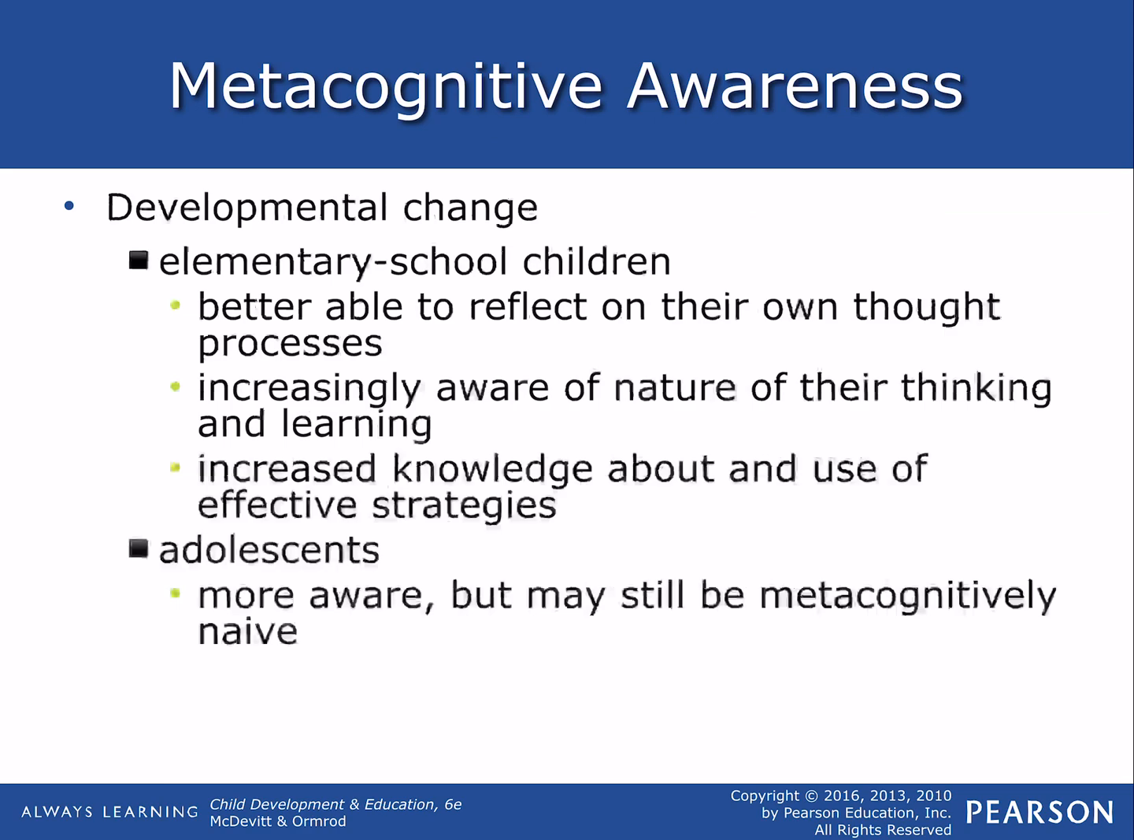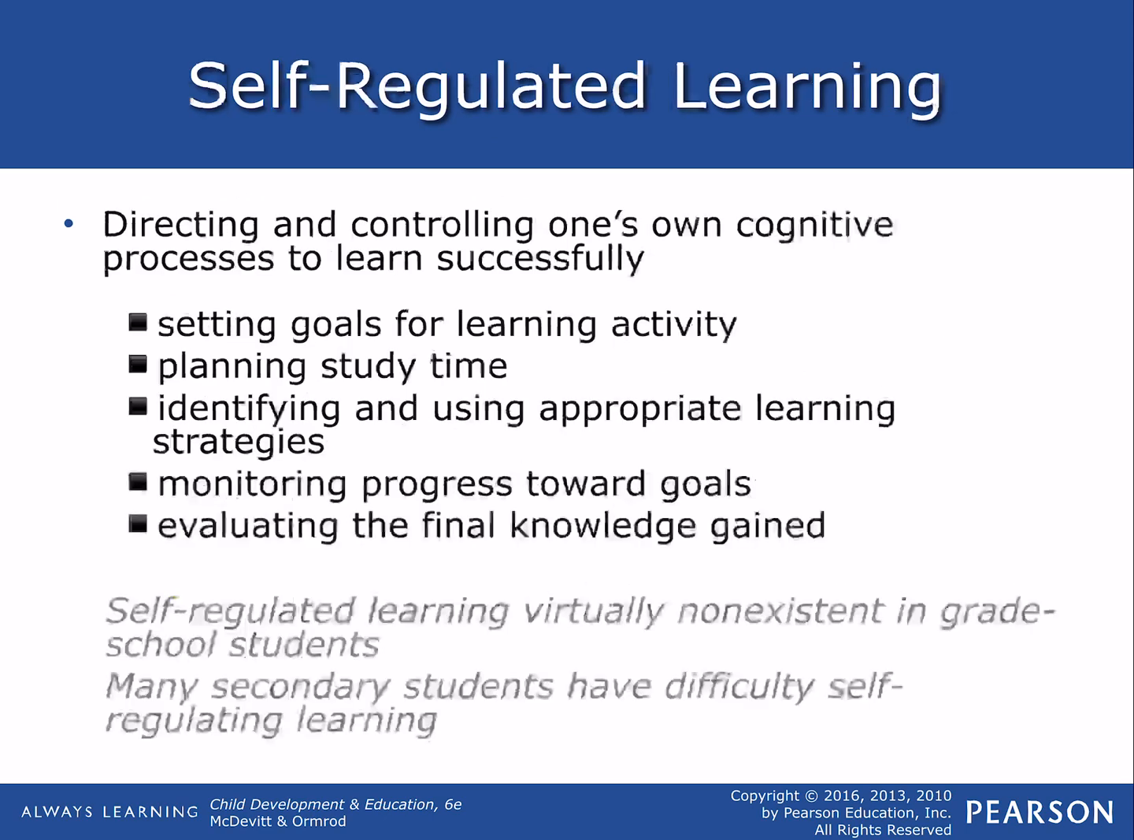Adolescents can still be metacognitively naive because of that frontal lobe thing. They're still very driven by impulse and primitive thought. Until 26.